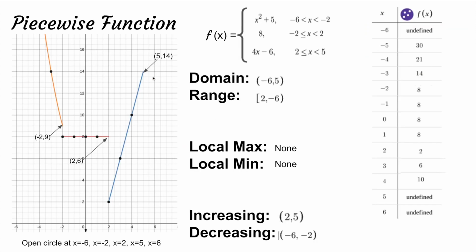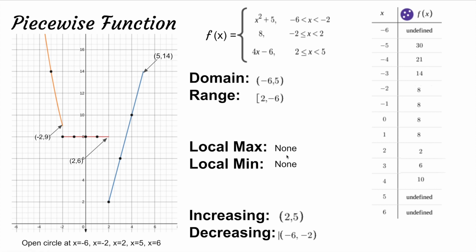The domain is negative 6 to 5. As you can see, well, you can't see on the graph here, but this line continues on to negative 6, and this line ends at 5, giving the domain of negative 6 to 5. While the range is 2 to negative 6, again, you can't see it. Oh, actually, I'm sorry, it shouldn't be negative.